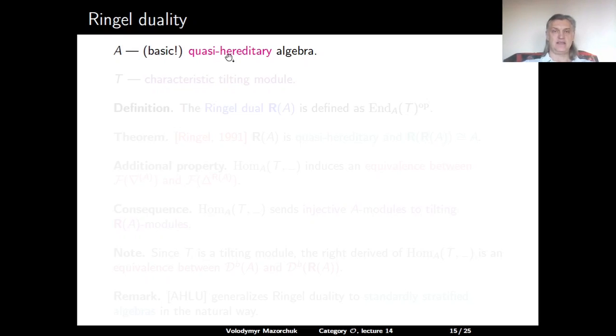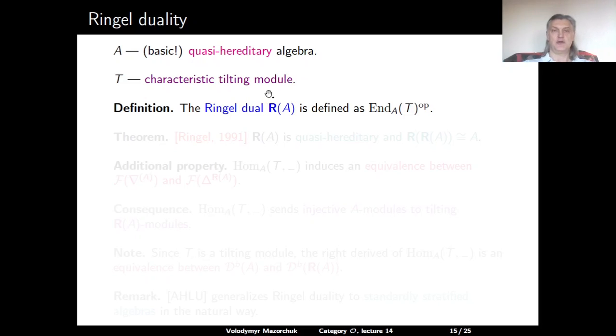Let A be a basic quasi-hereditary algebra and T the characteristic tilting module for A. The Ringel dual of A is defined as the opposite of the endomorphism algebra of the characteristic tilting module for A. And the main statement about the Ringel dual is that the Ringel dual of A is a quasi-hereditary algebra, and taking the Ringel dual twice gives you an algebra which is isomorphic to the algebra you start with. And for this isomorphism, it was important that we assume that A is basic.